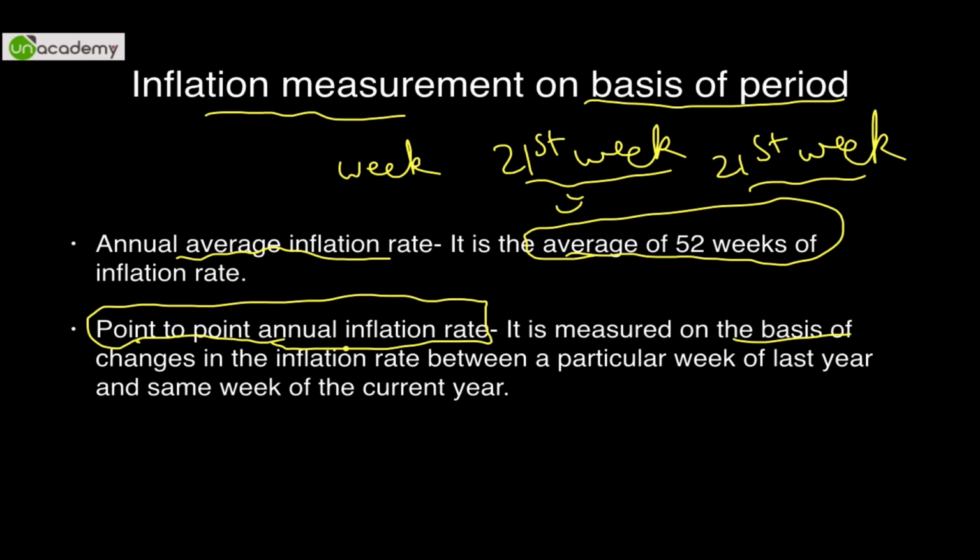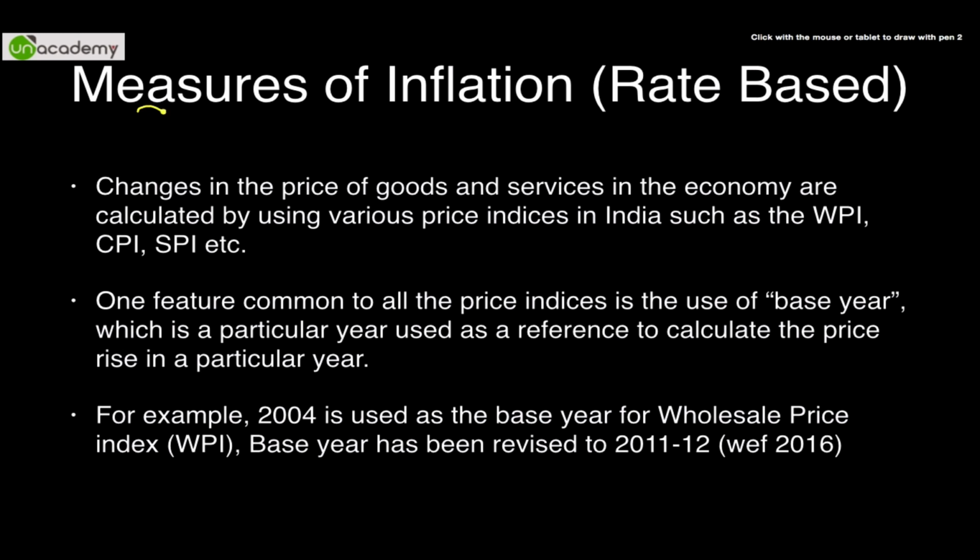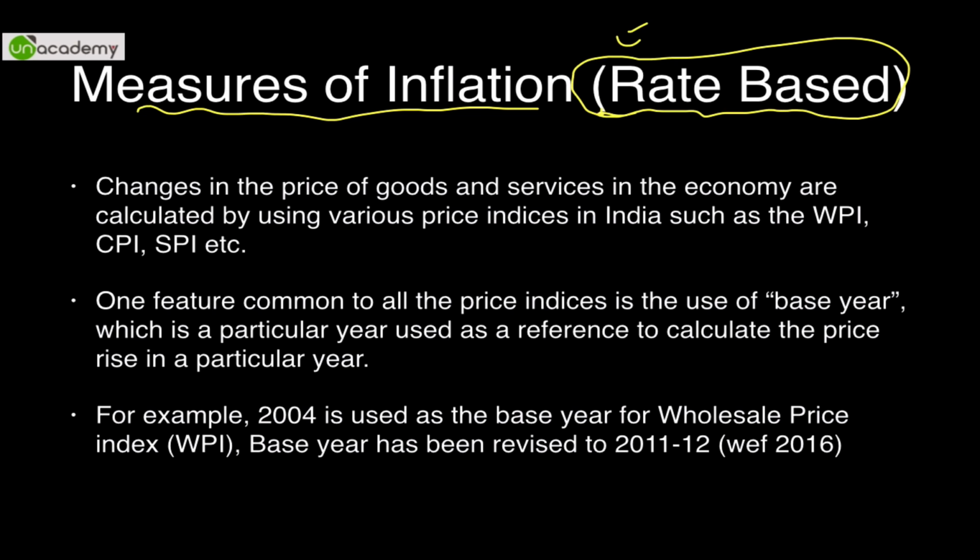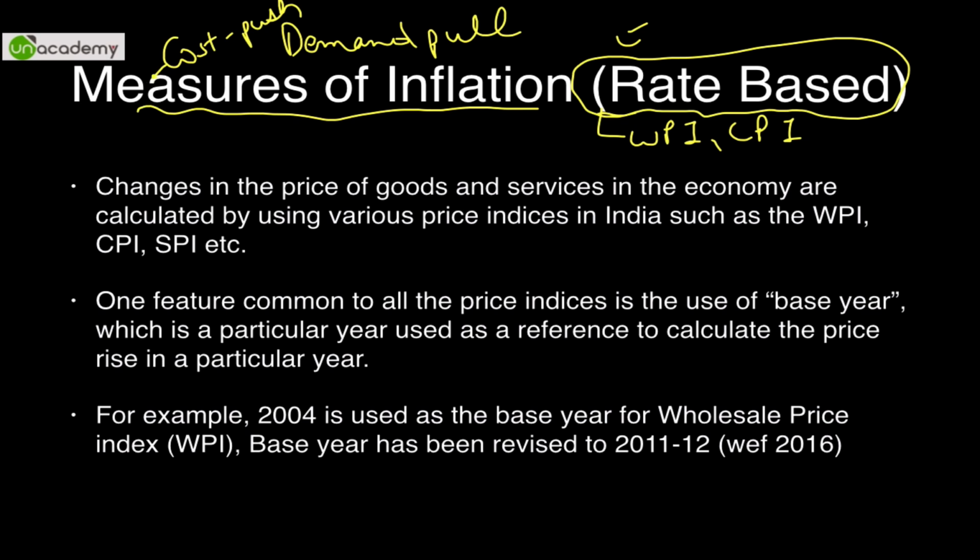It is measured on the basis of changes in the inflation rate between a particular week of last year and the same week of the current year. So I hope you got this point clear. Anyway, moving forward, measures of inflation can be done on the basis of rate, which we'll be dealing with now. So rate can be either WPI or CPI, and the other measures are obviously done on the basis of causes. That is, demand pull and cost push inflation, and there is a sub part of cost push that is called structural inflation. I think we have talked about this in the previous videos.